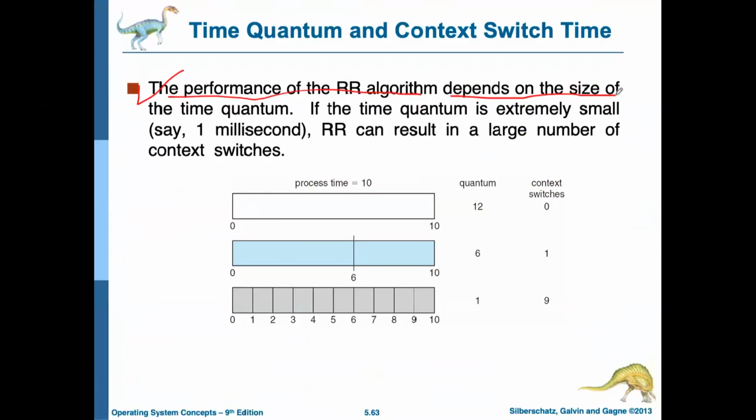So if the time quantum is extremely small, say 1 millisecond for example, RR can result in a large number of context switches. Too small, so many times repeating. Like the example below here. Okay, so I need to check.